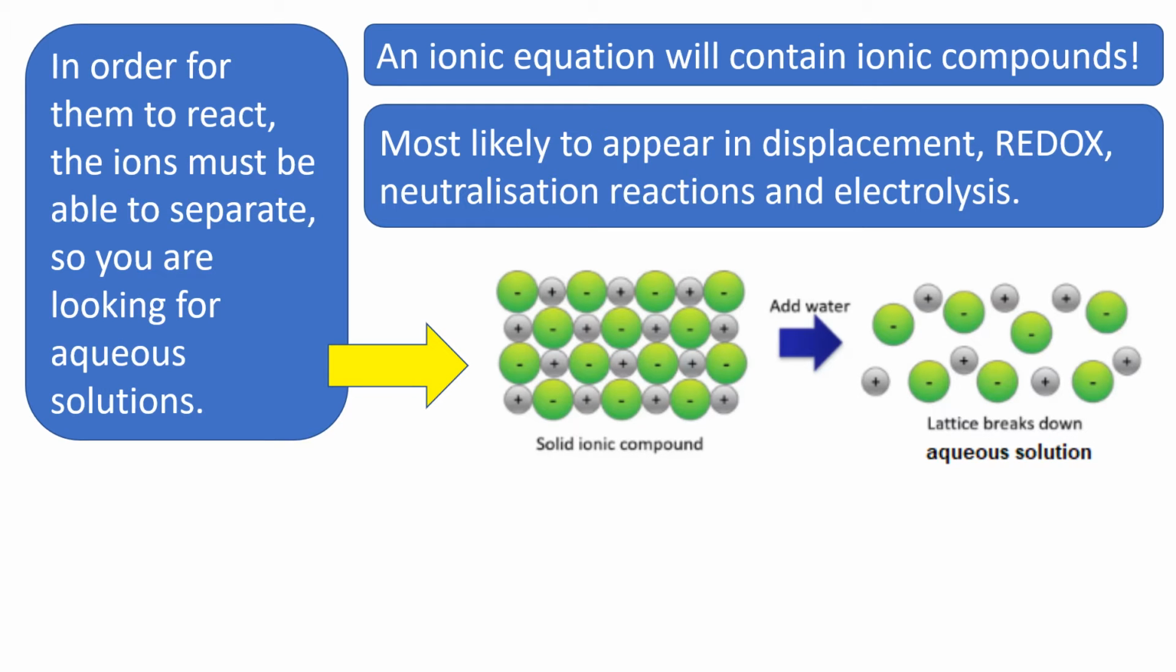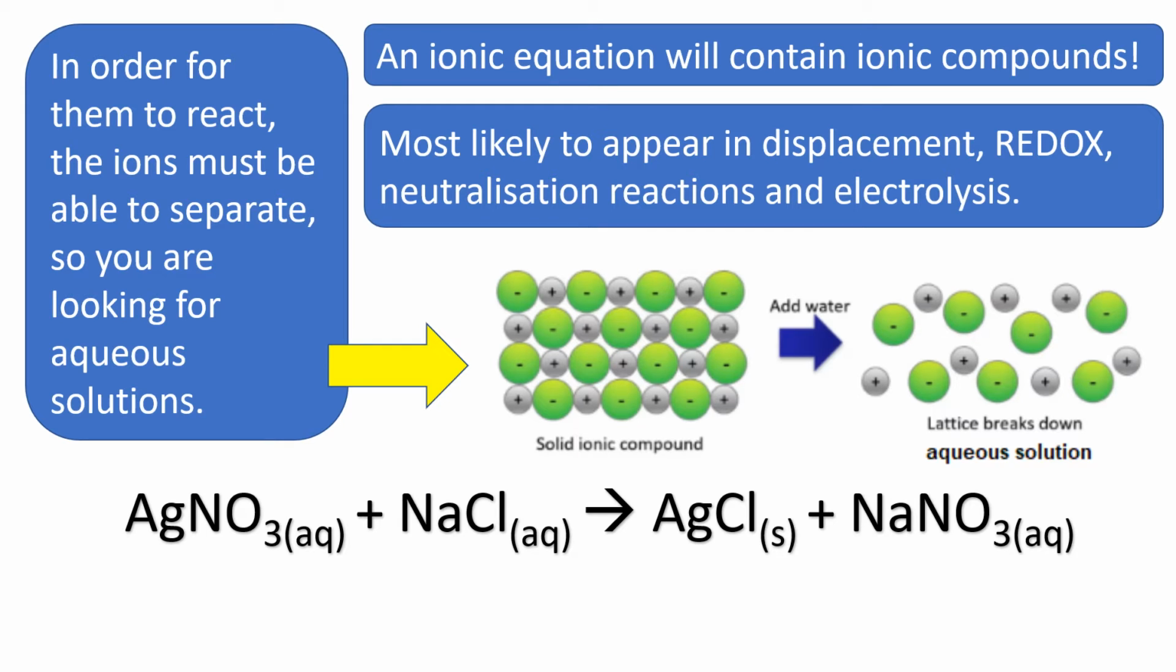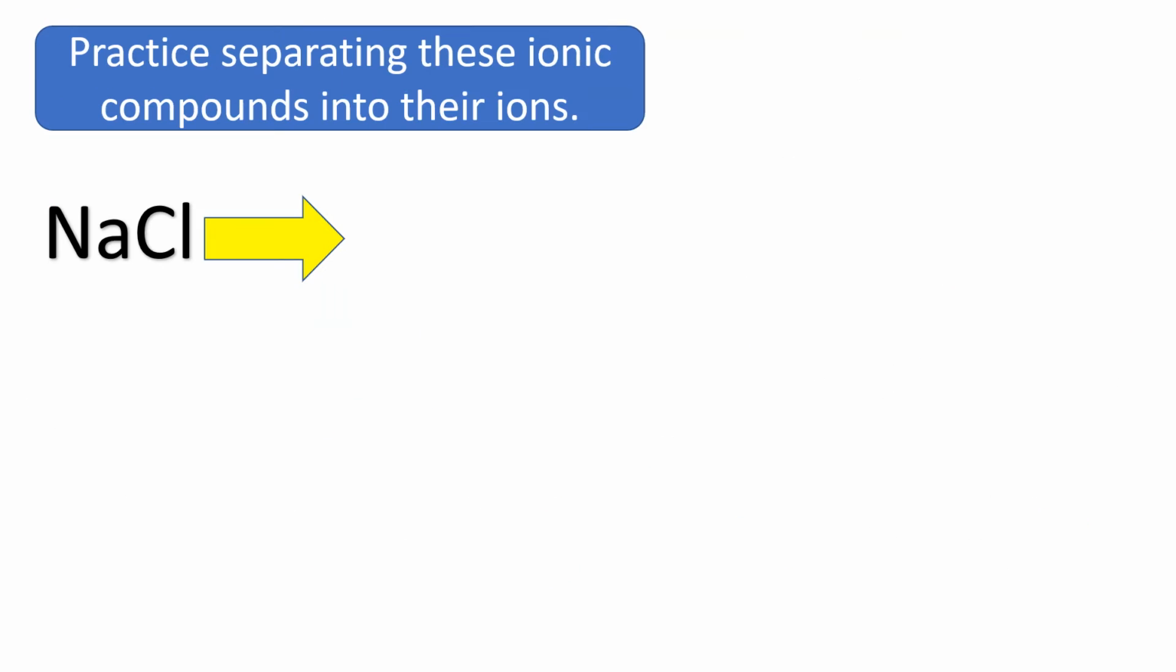So the first thing we need to recognise is that in order for an ionic compound to react, you've got to separate those ions, and therefore you are looking for an aqueous solution. In this example, you are given the states of matter and you are looking at this one here and this one here because they are aqueous, and you would ignore the AgCl because it is a solid. Before we go any further, let's practice separating these ionic compounds into their ions.